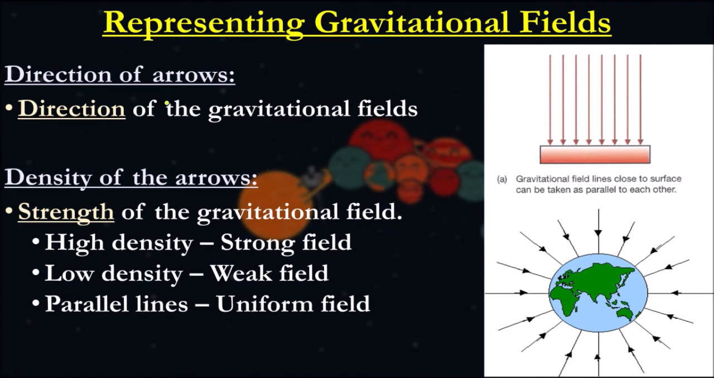So just remember this: when we draw these gravitational field lines, the direction of our arrows will tell us the direction of the gravitational field. The density of the arrows tells us the strength. High density means a strong field. Low density, here, means a weak field.